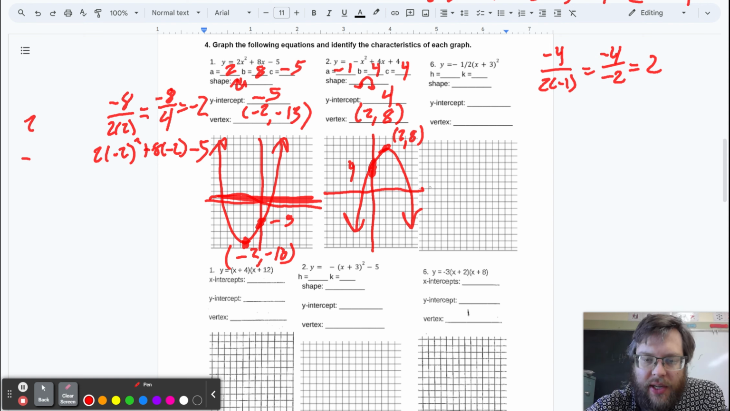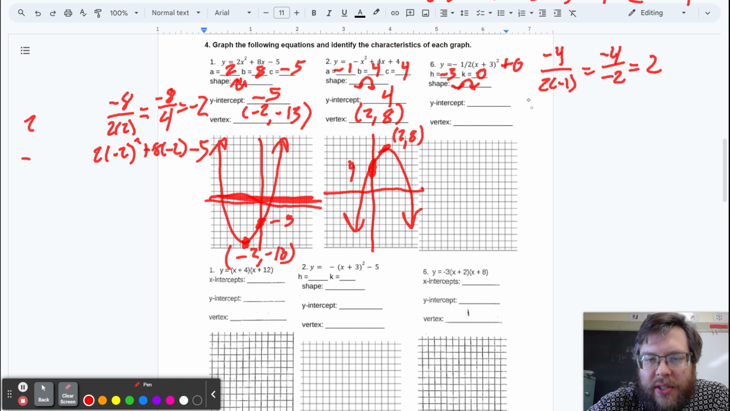It's in vertex form. You can see when you look at this that there's no number written at the end, and that means the k value is 0. The h value is negative 3. The shape is a downward facing parabola because it starts with a negative number.